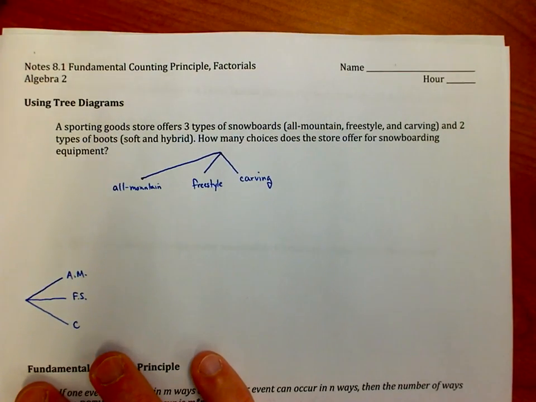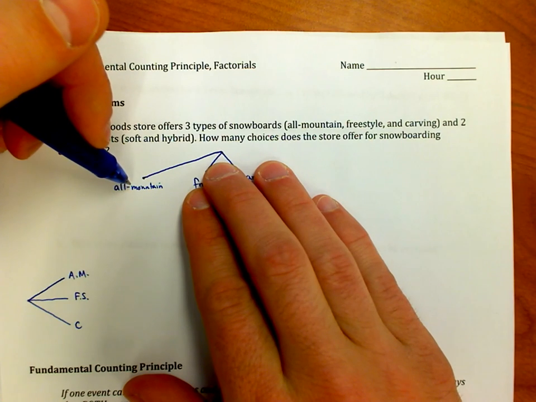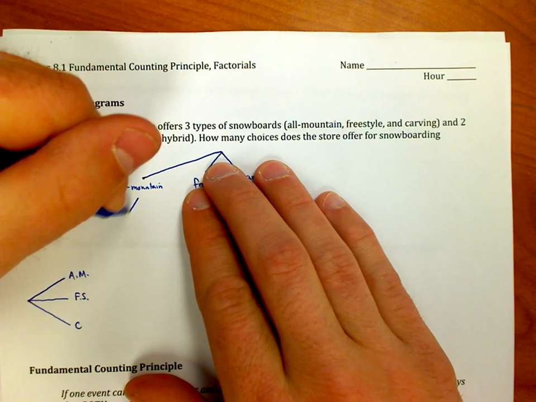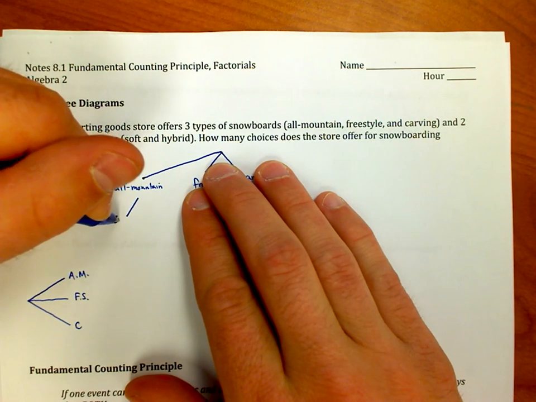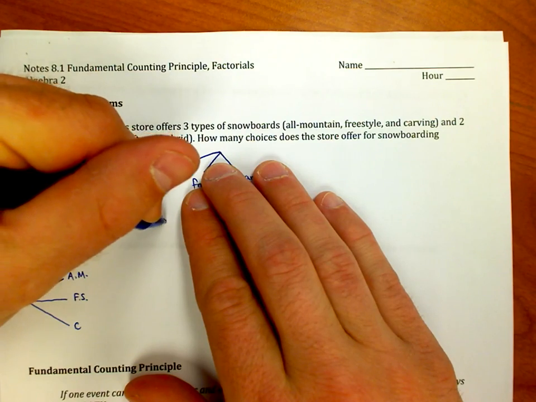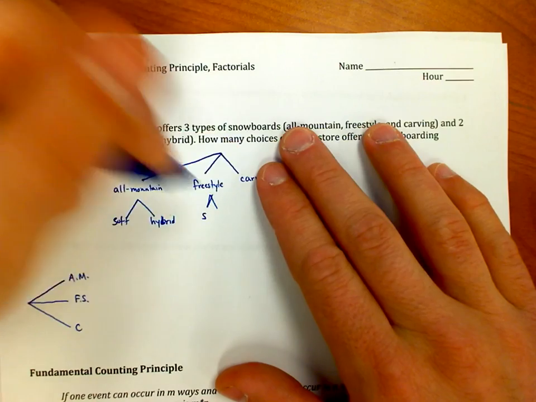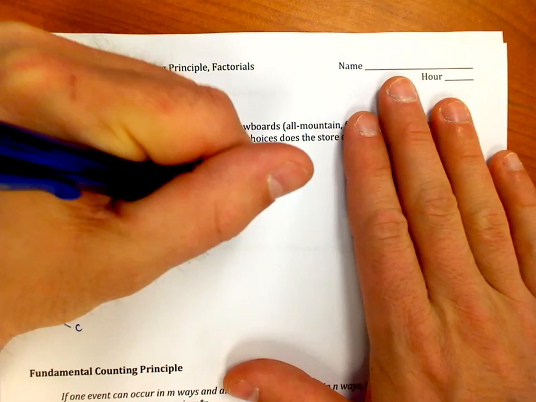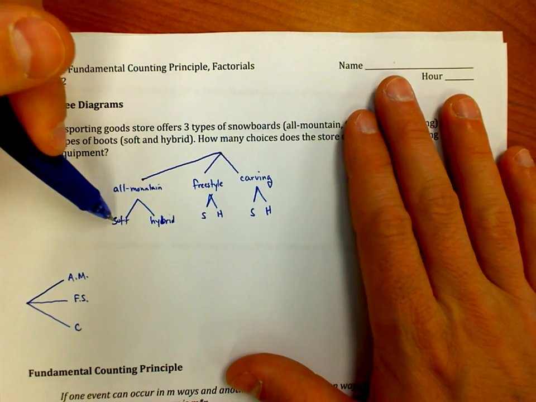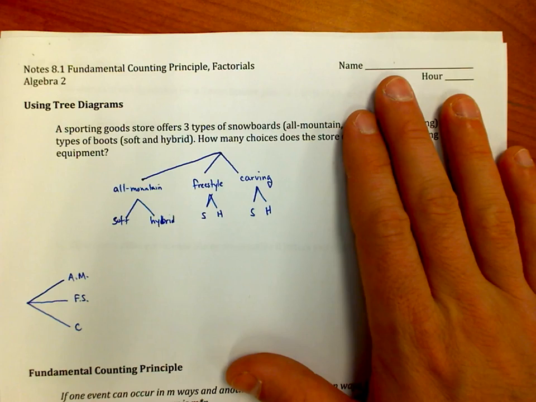Based on that, what it means is these are the paths that I could travel. I could go with an all mountain snowboard, and then I could also choose between different types of boots. So perhaps I could get all mountain and soft boots, or I could go all mountain and get hybrid boots. But I also know that I could have done the same thing for freestyle. So for freestyle, I could have had soft and I could have had hybrid. And for carving, I could have had soft and I could have had hybrid. And you see at the end that there are 1, 2, 3, 4, 5, 6 branches on my tree.